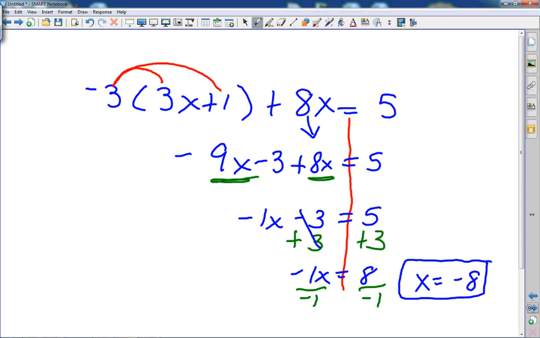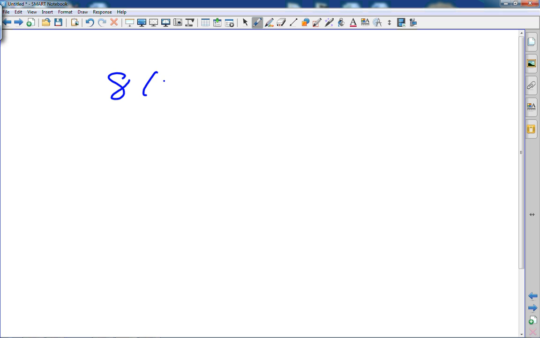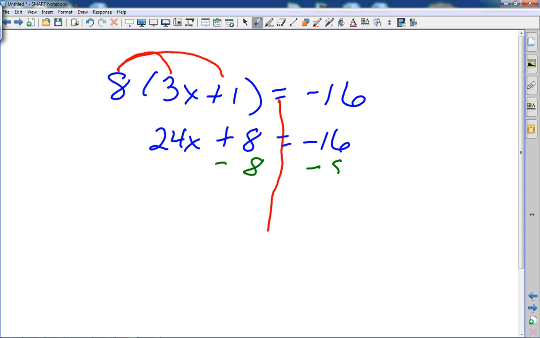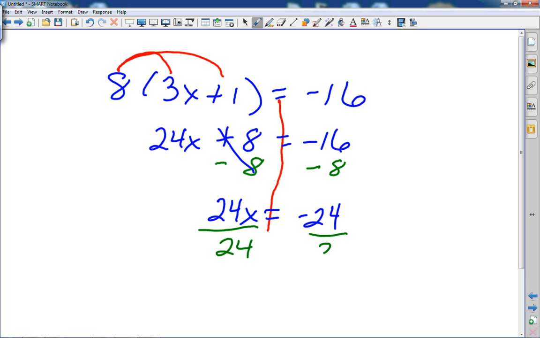The last one is 8 times 3x plus 1 equals negative 16. Draw my line down here. I'm going to do the distributive property right here. I get 24x plus 8. 8 times 1 is 8 equals negative 16. I'm going to subtract 8 from each side. I get 24x, these cancel, equals negative 24. You divide by 24. X equals negative 1.